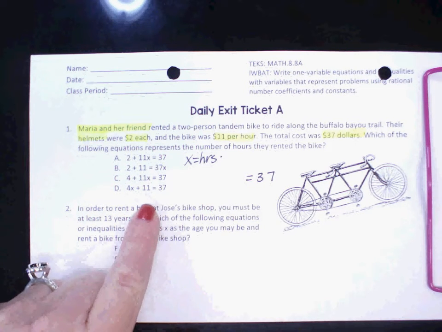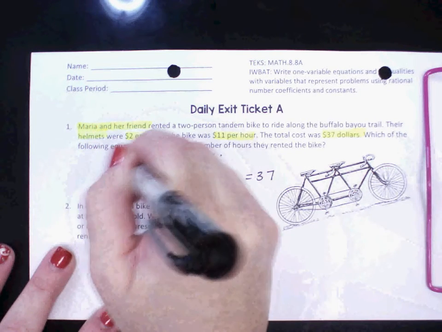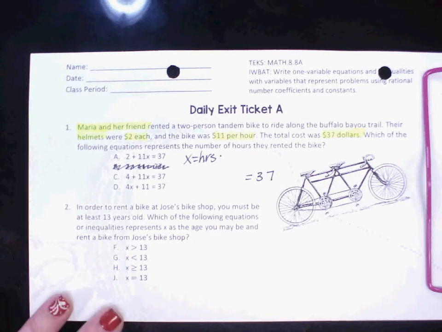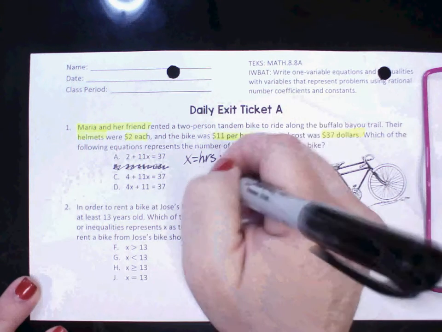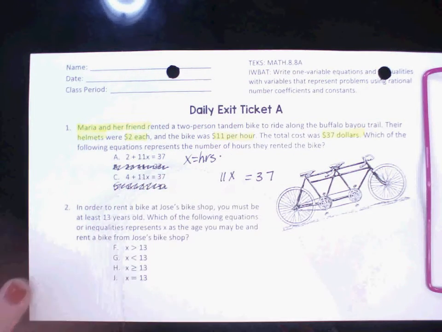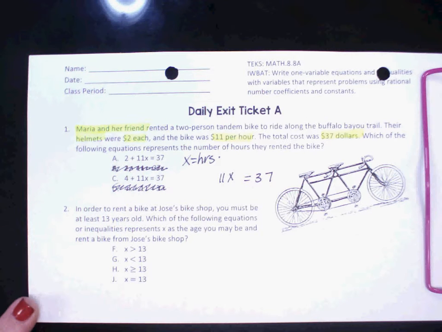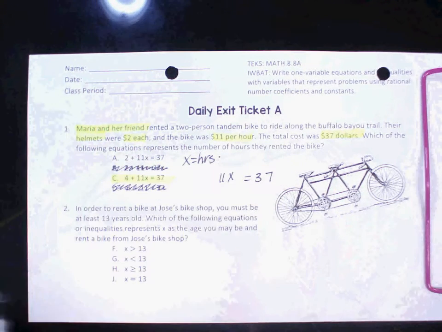This equation needs to be equal to what? 37, because that's how much they had to pay. Very good. So you can eliminate which one, now that I know it needs to be equal to 37? B. I can eliminate B because it says 37x. Not A. Not yet. All right. How do I translate 11 per hour? 11x. So I need to have an 11x. Which one can I eliminate? D. Now, is it A or is it C?